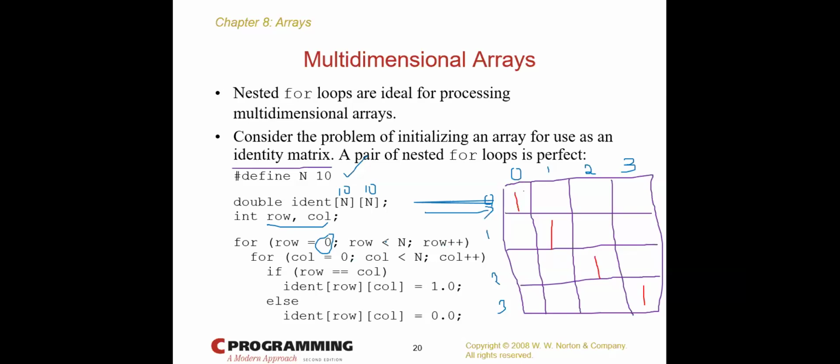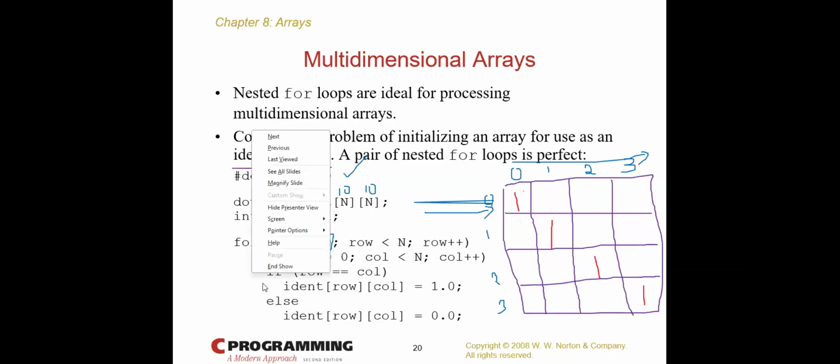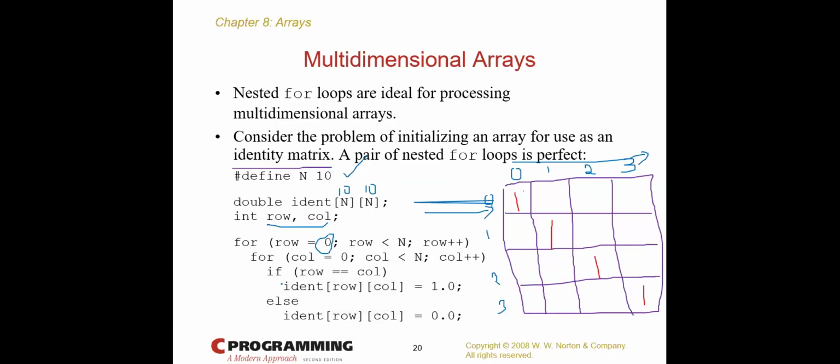Next thing we want to do is now we want to start from column 0 and go from left to right. So we say for column 0, column is less than the number of columns, and then we increase column. Here is the important part. Here is the important condition.